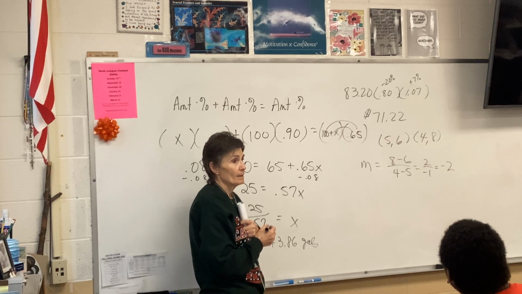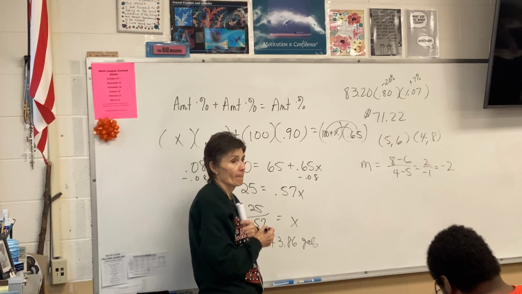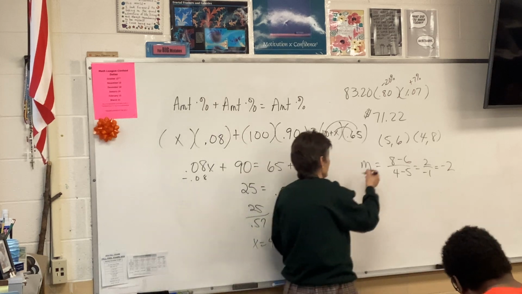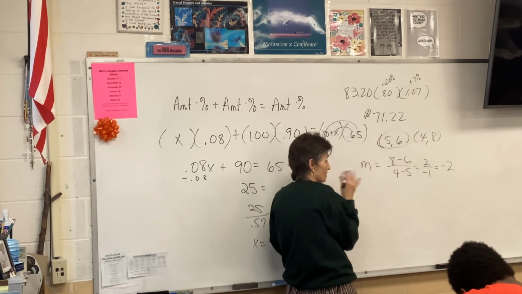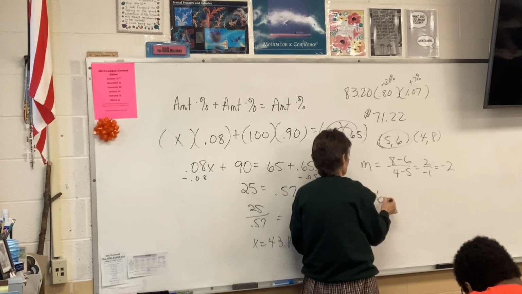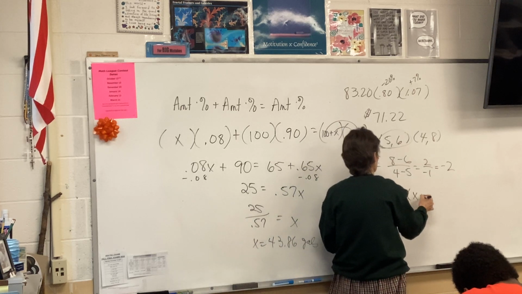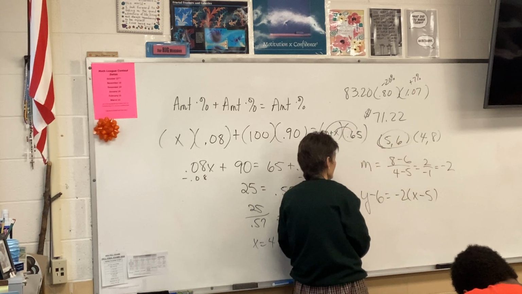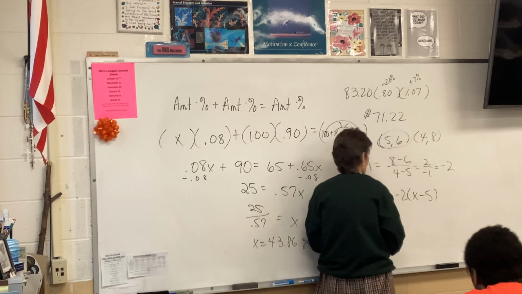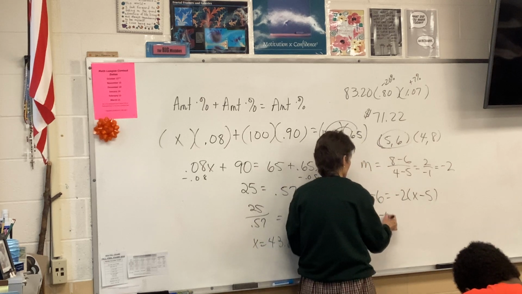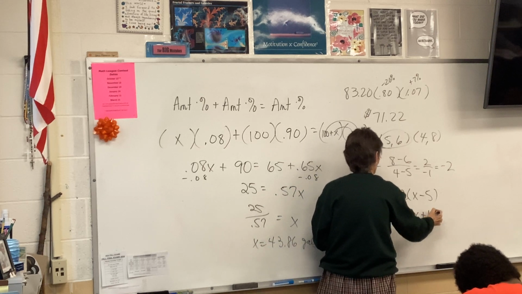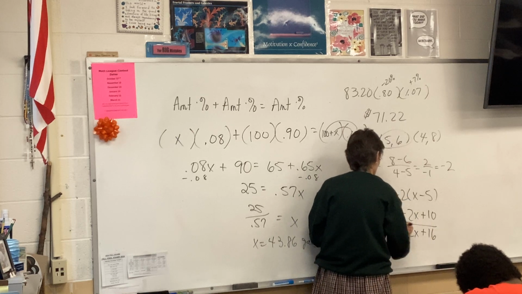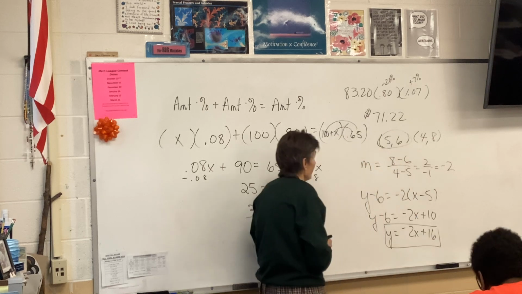Alright? And then what? Pick a point, doesn't really matter, I'll just use that one, it makes no difference, pick one. y minus 6 equals -2 times x minus 5. So y minus the y, -2, x minus the x. And then distribute, and get y by itself. And there is our answer.